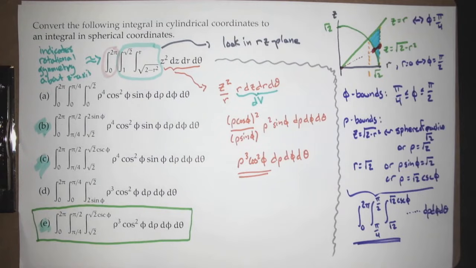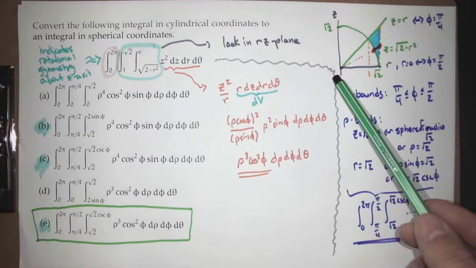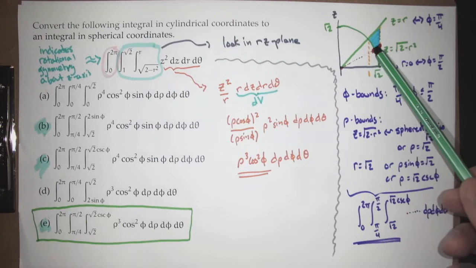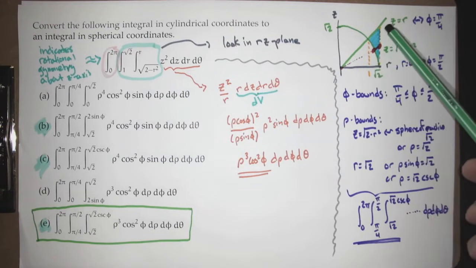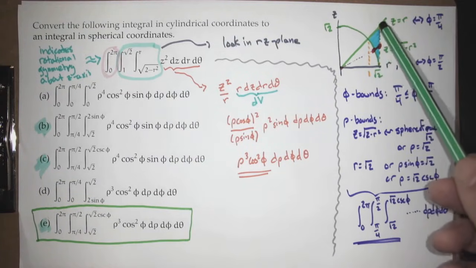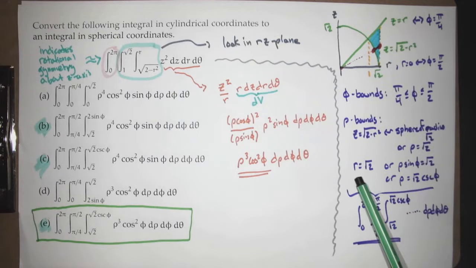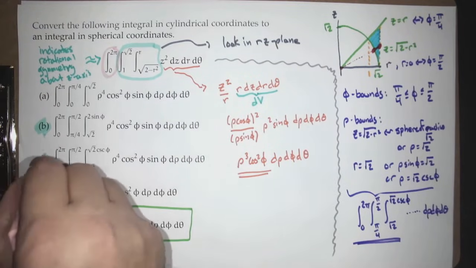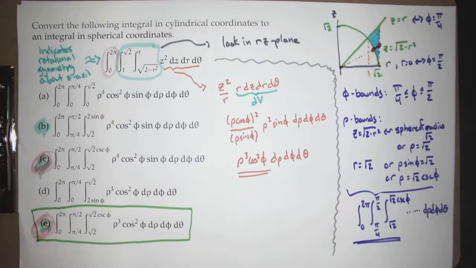What about your rho bounds? Where rho comes out from the origin, you go until you hit what would be the sphere, and you stop at what would be the cylinder. So the sphere is radius root 2, so your bottom bound should be root 2. Your top bound is where you have r equals root 2, but r is rho sine phi. Solve for rho, you get root 2 cosecant phi. And at this point, you've narrowed it down to 2 options, C and E. So now we've got a 1 in 2 chance.